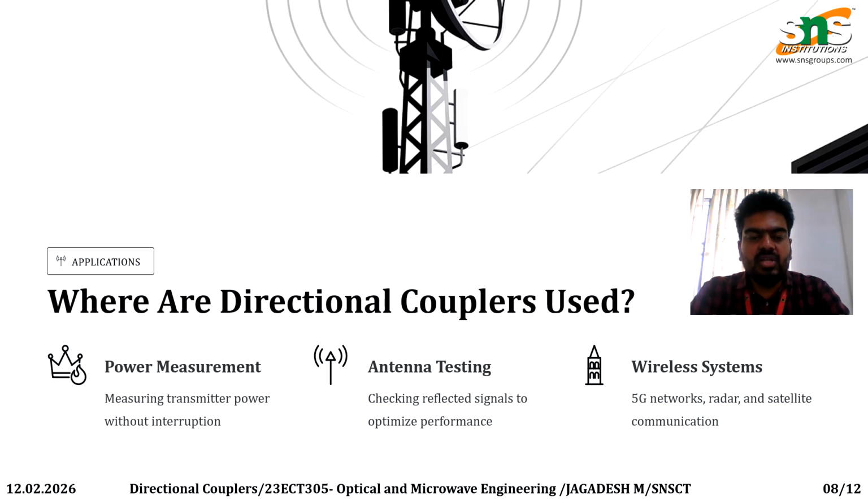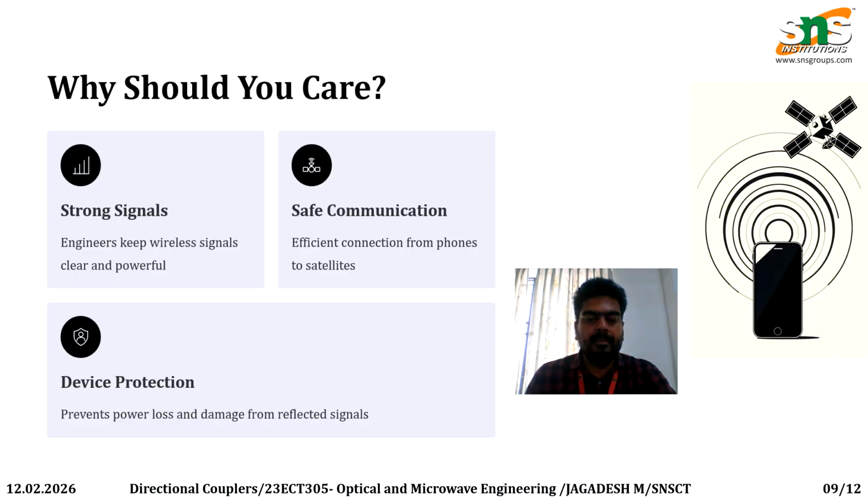So where are directional couplers used? There are applications. Power measurements: measuring transmitted power without interruption. And antenna testing: checking reflected signal to optimize performance. Then wireless systems. These are the main areas where directional couplers are used and implemented to improve communication systems.